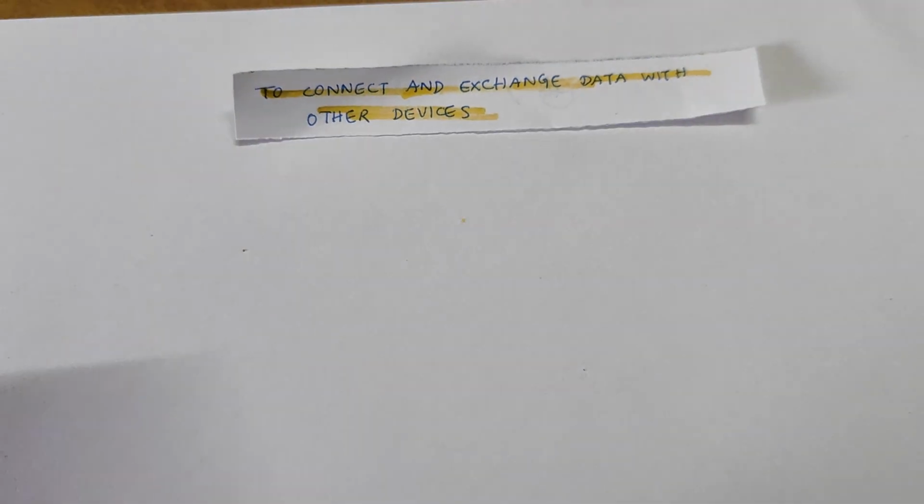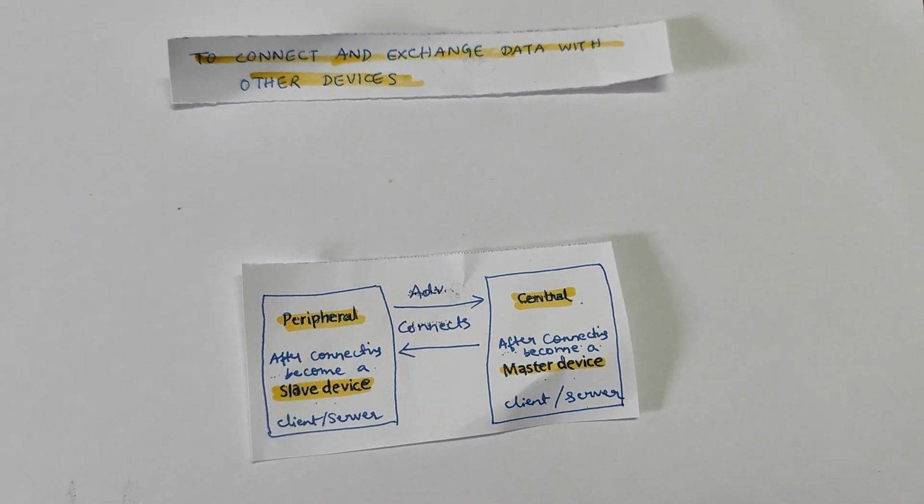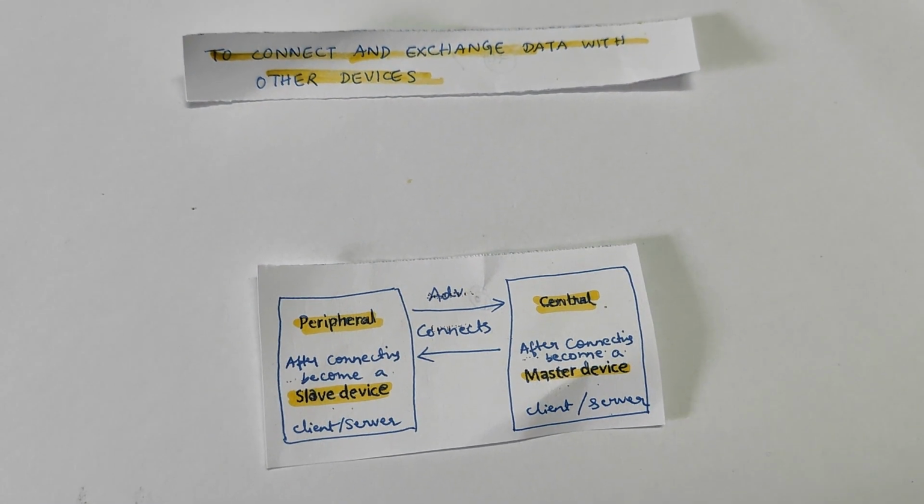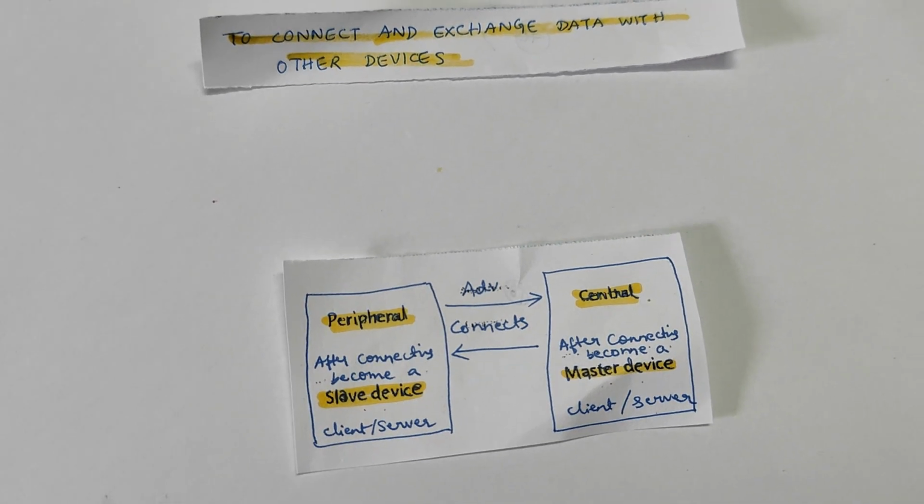The second type of advertisement is to connect and exchange data with other devices after establishing a connection. Here, the best example would be a connection between two devices where one device acts as a peripheral and the other acts as a central.